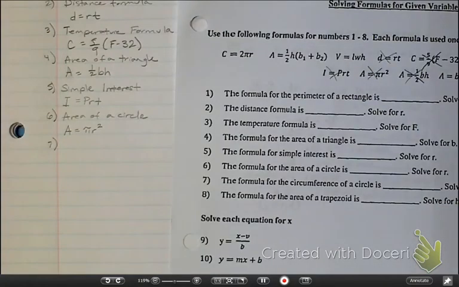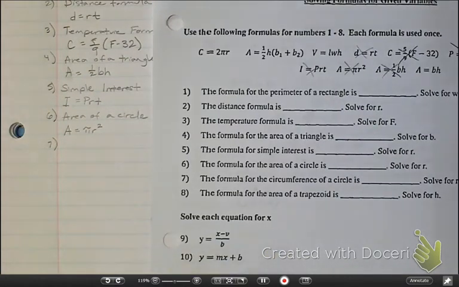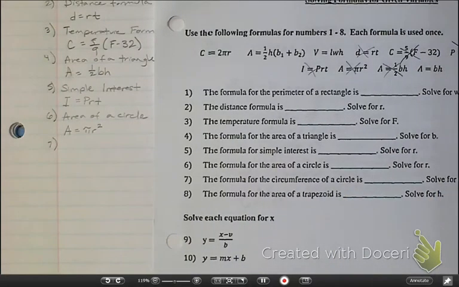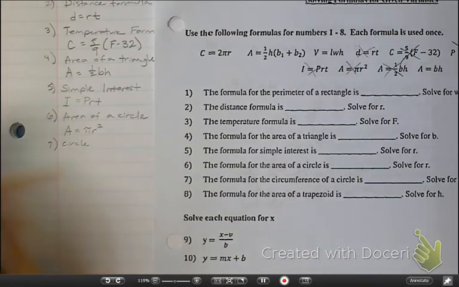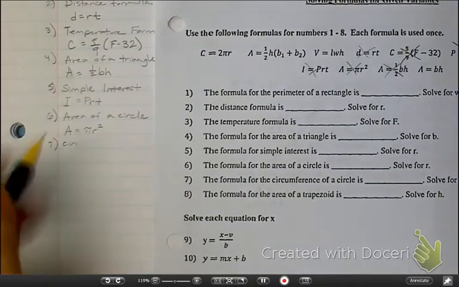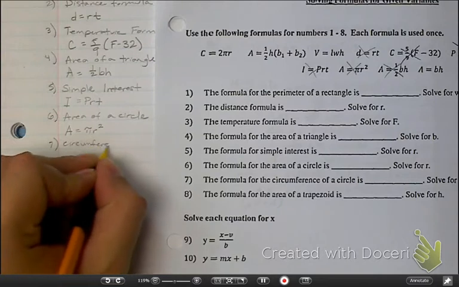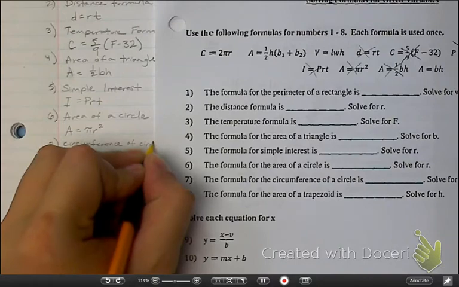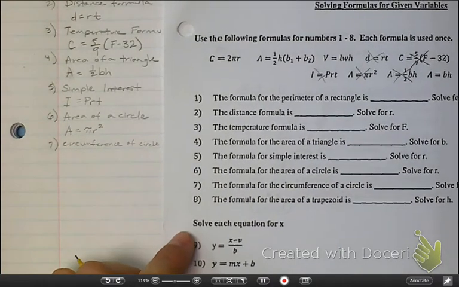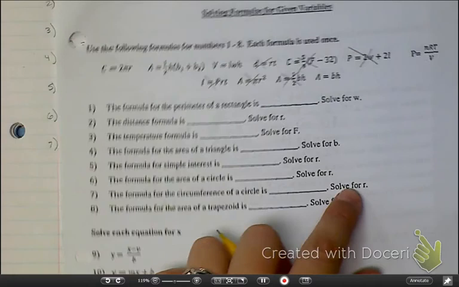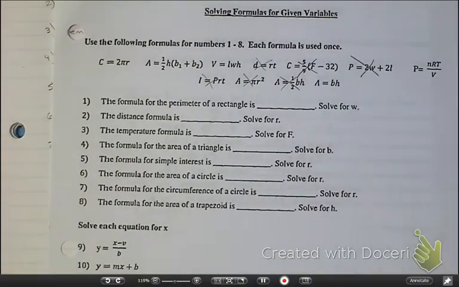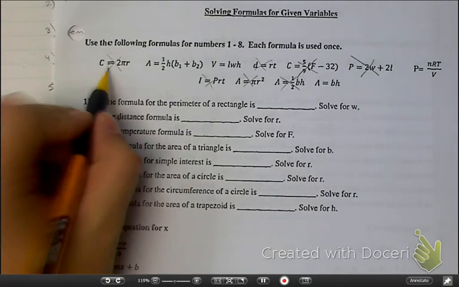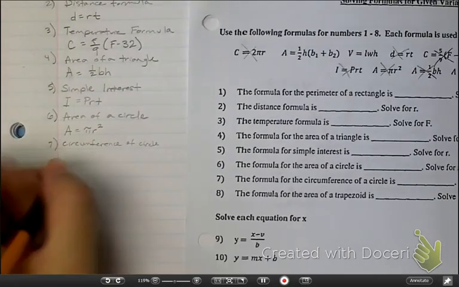We got 2 left, but we have more than 2 equations, so we're obviously not going to use some of them. This next one says the formula for the circumference of a circle. So again, we're talking about circles. It says solve for R. Circumference of a circle. I know circumference starts with a C, and it says solve for R, so my formula has to have an R in it, and the only ones I see with a C and R are right here. C equals 2 pi R. So let's write that one down.